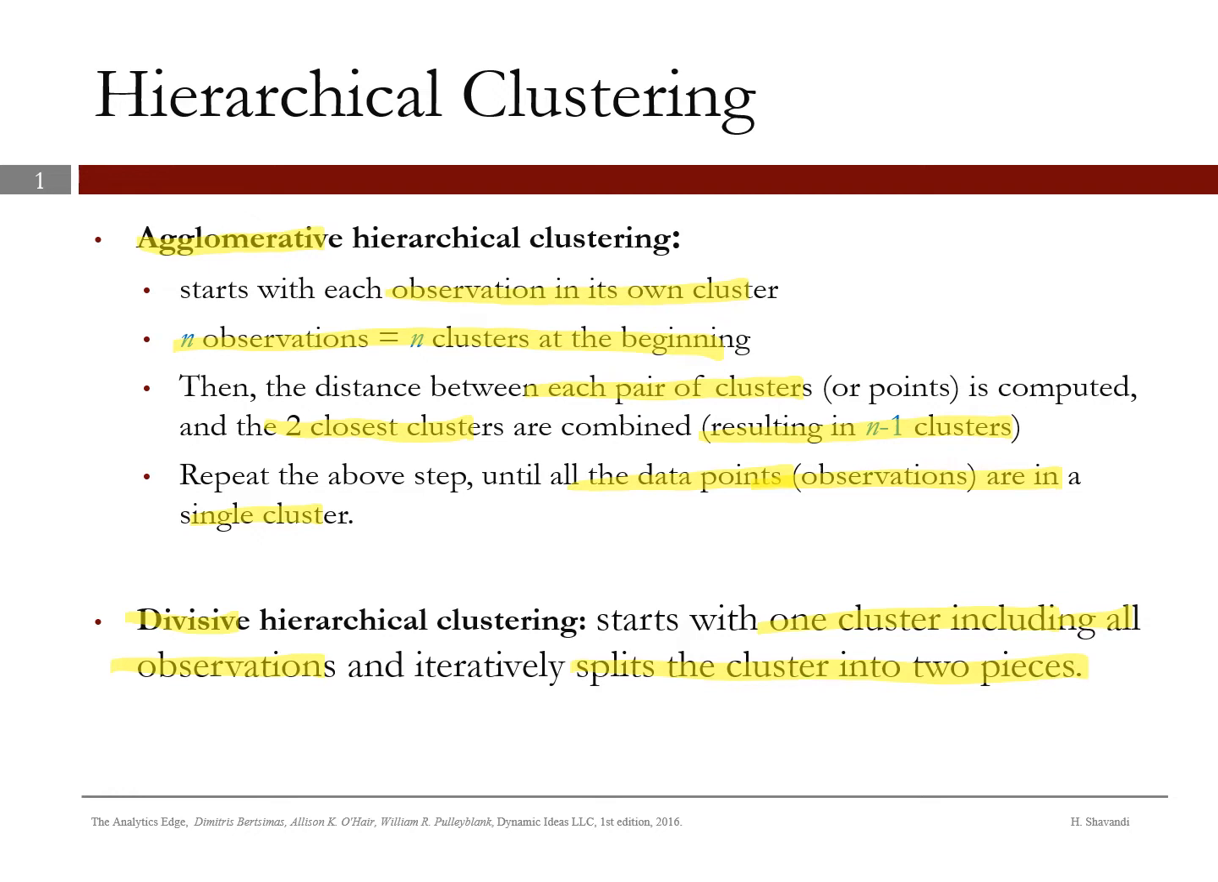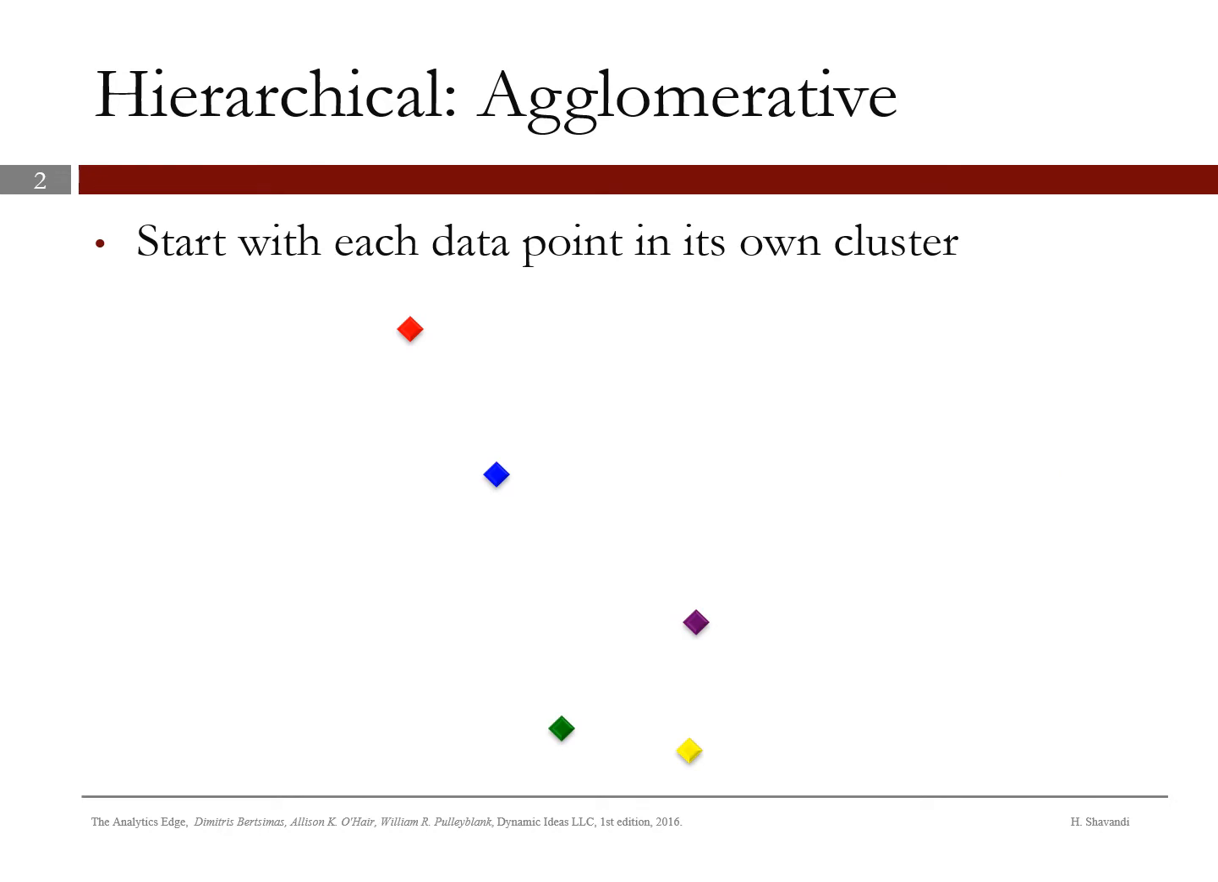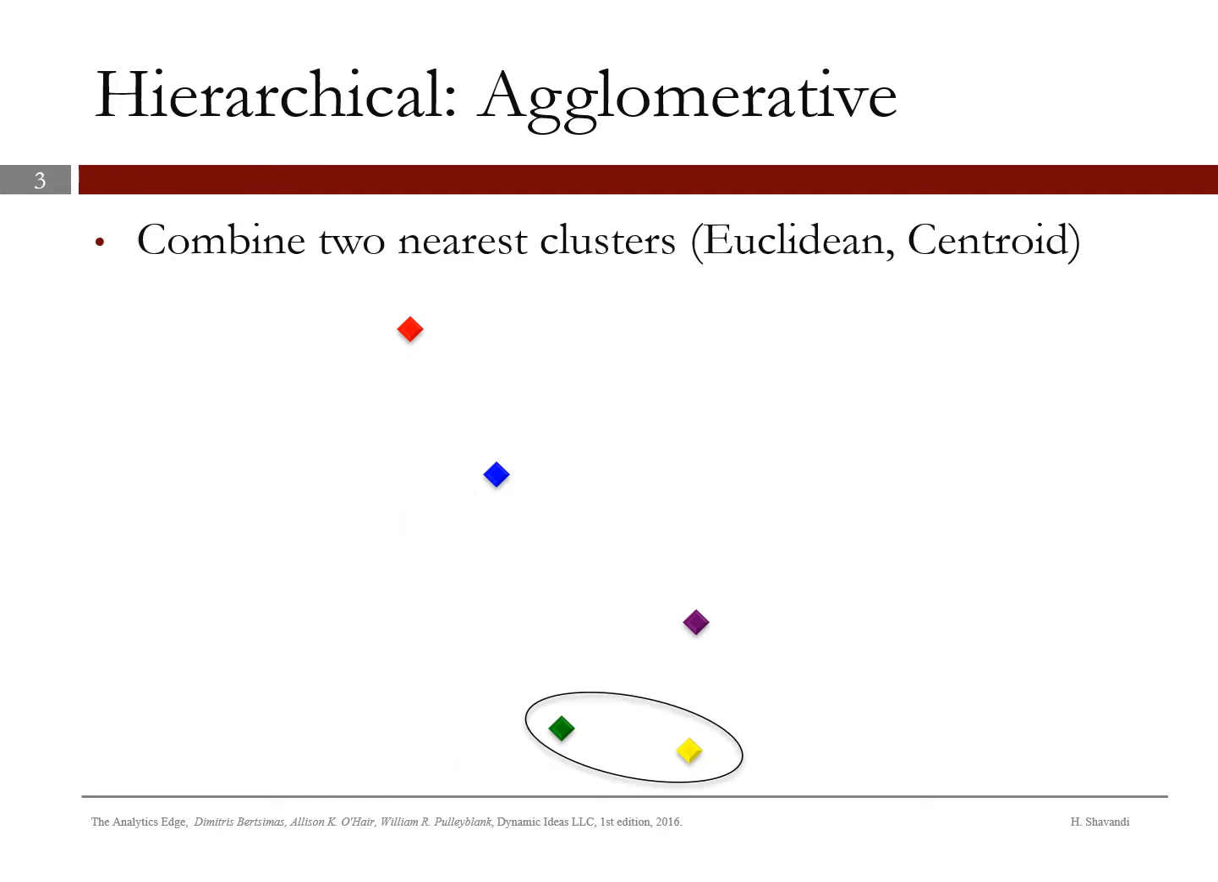Let's have an example here. Here we have five data points, and each has a different color. That means each data point here is a cluster, so at the beginning we have 5 clusters. Then we see which two clusters are closest among the others, and then we combine those two. I see these two are closer than other clusters, so we will combine these two to be in the same cluster.